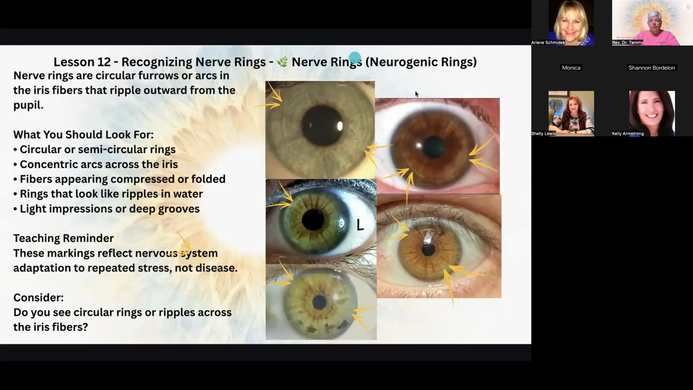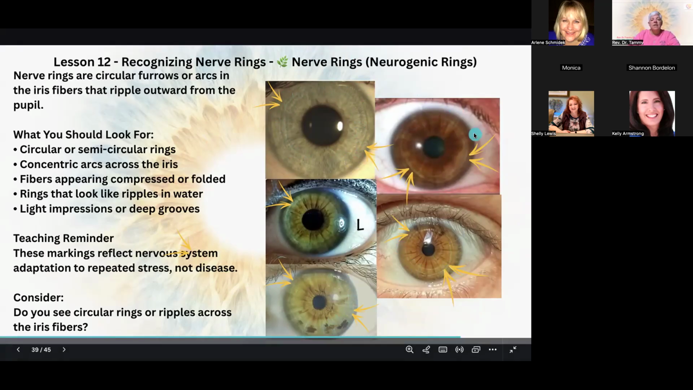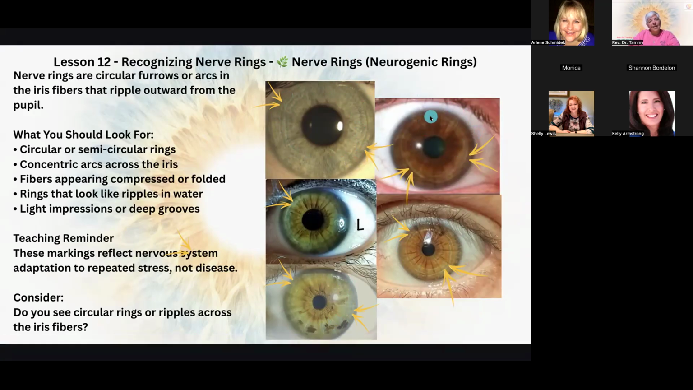Lesson 12, nerve rings or neurogenic rings. They're the circular furrows. It kind of looks like if you were to cut a tree down, like the age rings. That's how I would tell people when I was emailing them: look at the rings in your irises. They kind of look like a tree ring, the age of a tree. So where a ring starts and where it ends, or how many there are in an area, that all has an indication of somebody's health.